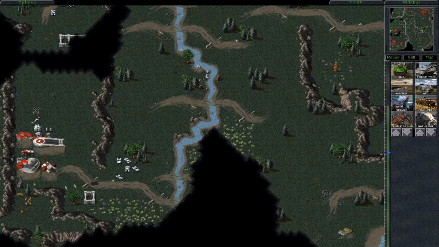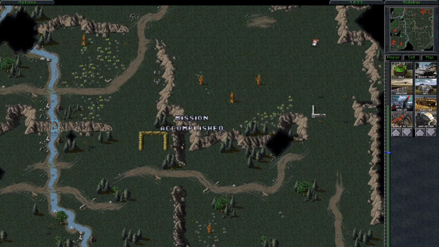But that's more or less this mission. As the obelisk finishes off all of those engineers, we are more or less done. There it is.